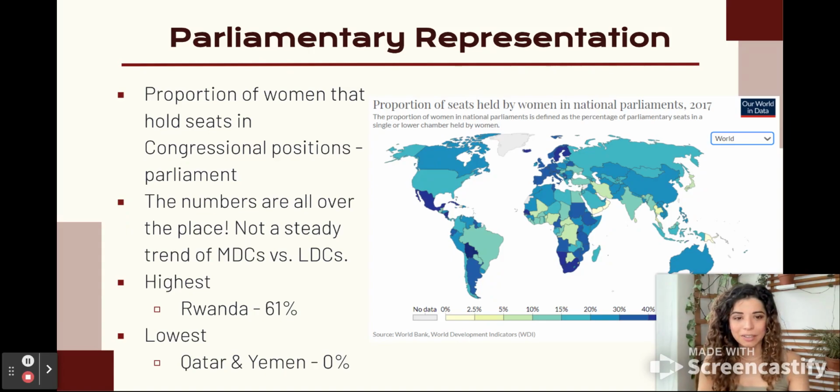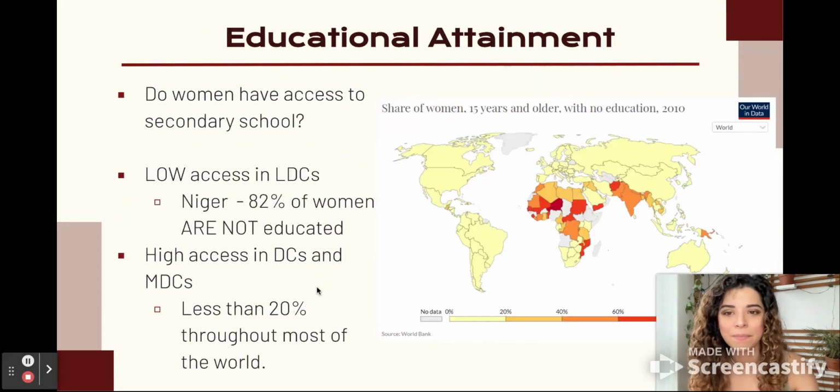Which is interesting, right? So here, let's say the US, it's really not that high, definitely higher in Europe, but also we see pretty high trends in less developed areas like South Africa down here, Mexico, and so on. So the highest one is Rwanda at 61%, which is pretty impressive. And some of the lowest are Qatar and Yemen at a whopping 0%.